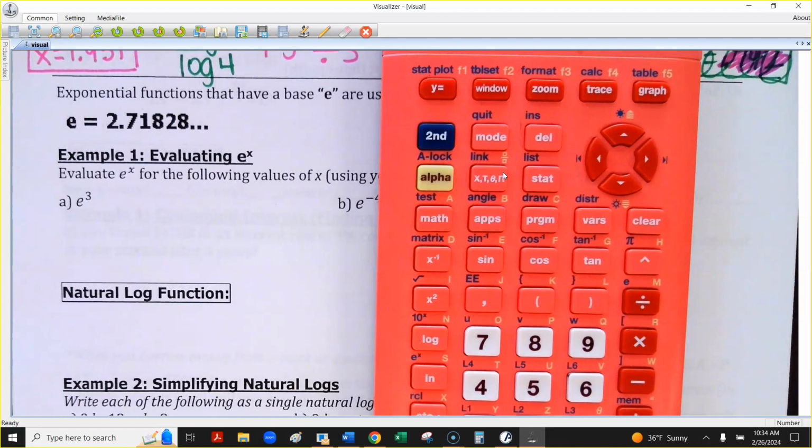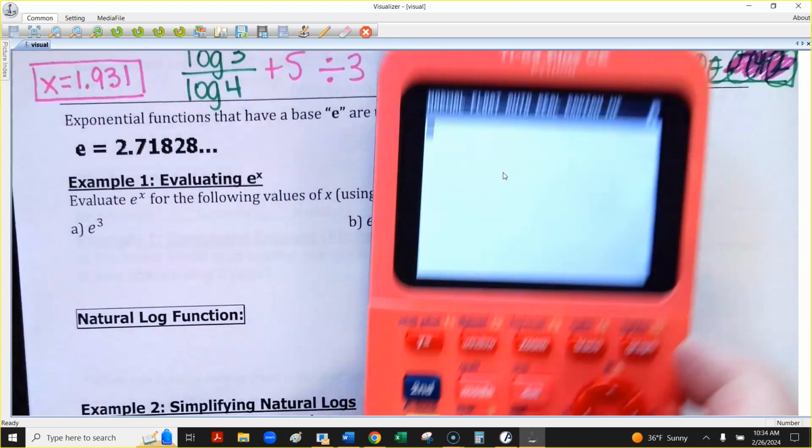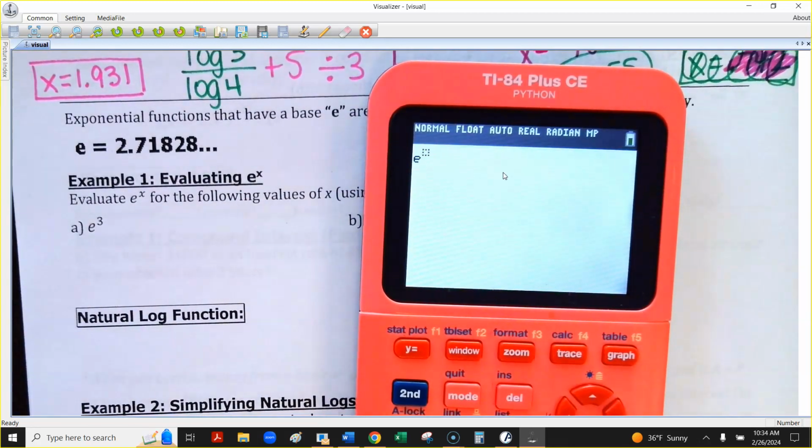But e is a number like pi, irrational, no pattern to the decimal. It goes on forever. If I were to actually, here I'm just going to do e to the first to show you guys on the calculator here. It just continues. It looks like there's a pattern to that decimal, but there's actually not.